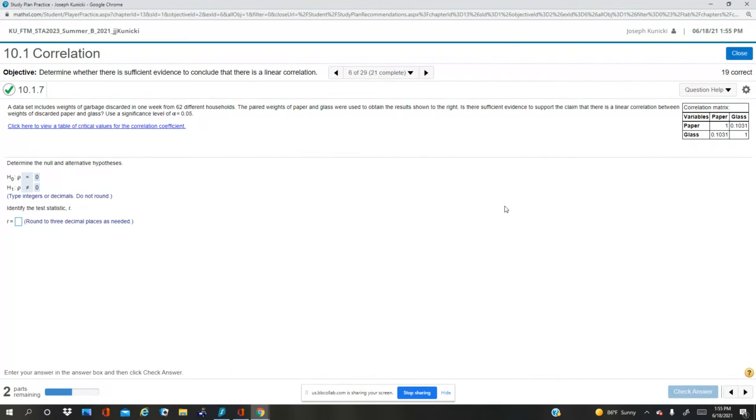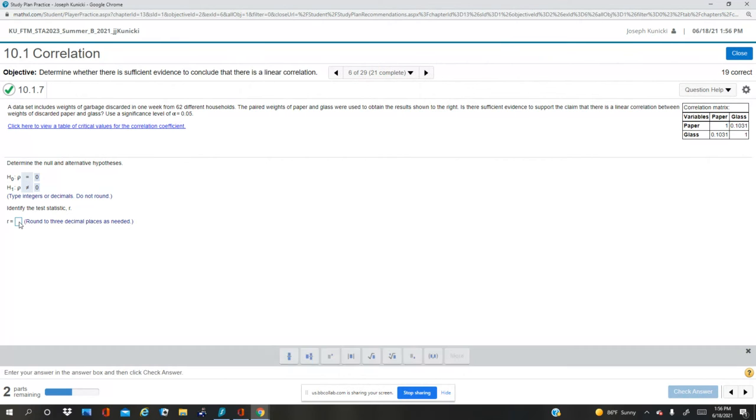So what's the test statistic? For R, it is given right there to 4 decimal places. It's a variance or correlation matrix. It's symmetrical because the correlation between paper and glass is identical either direction. And of course, paper with itself and glass with itself is perfect. So that's why there are the ones. So R is 0.103.